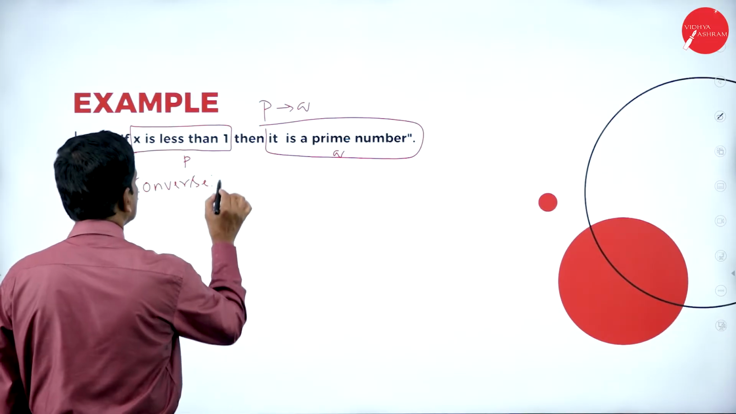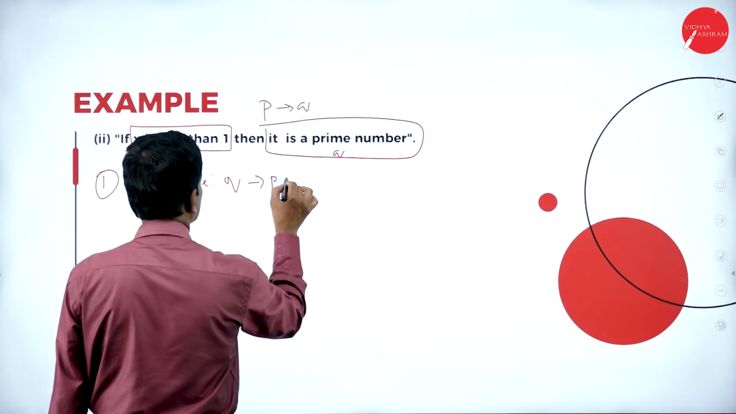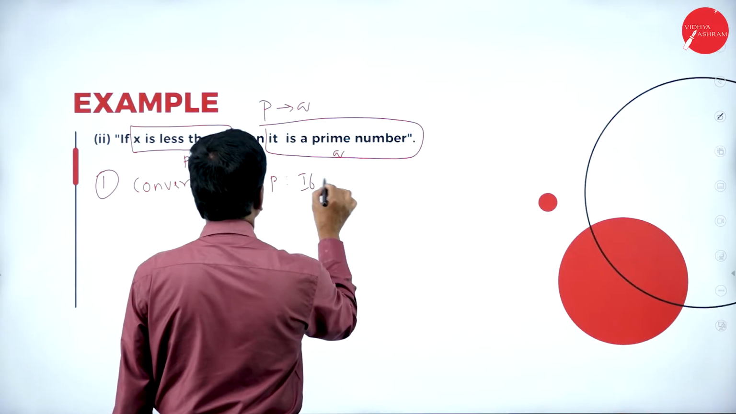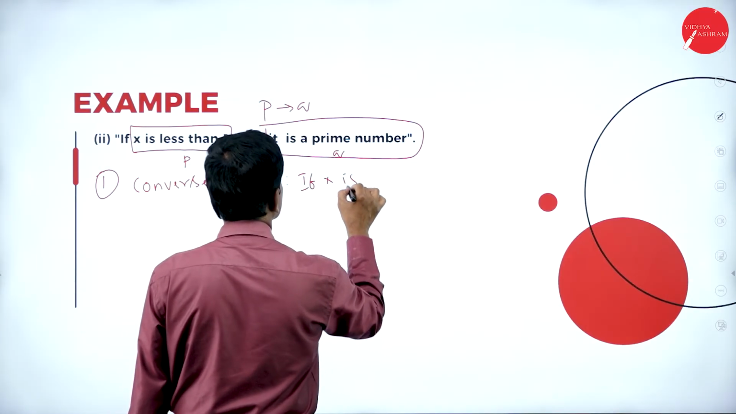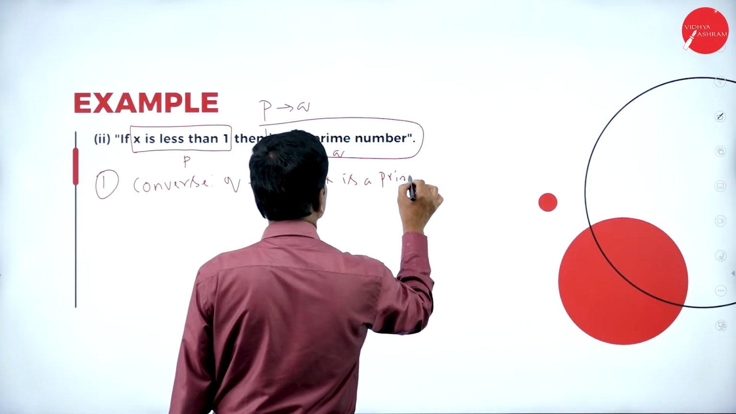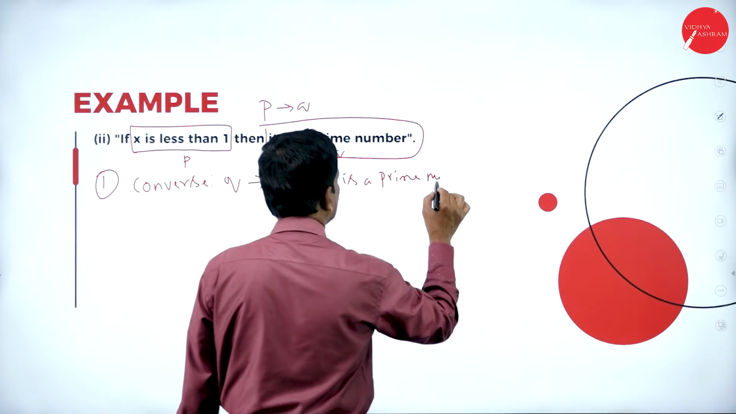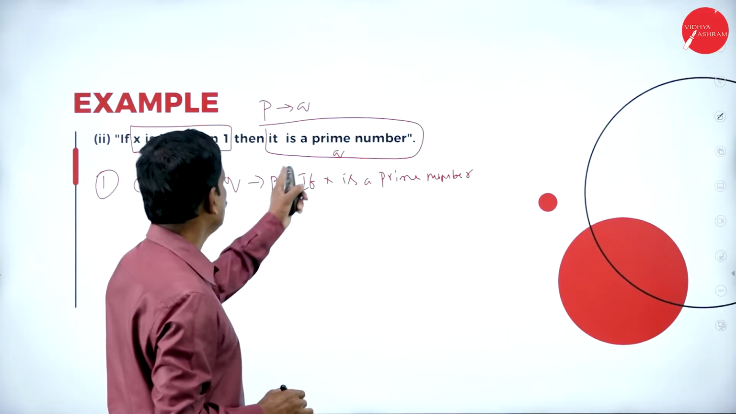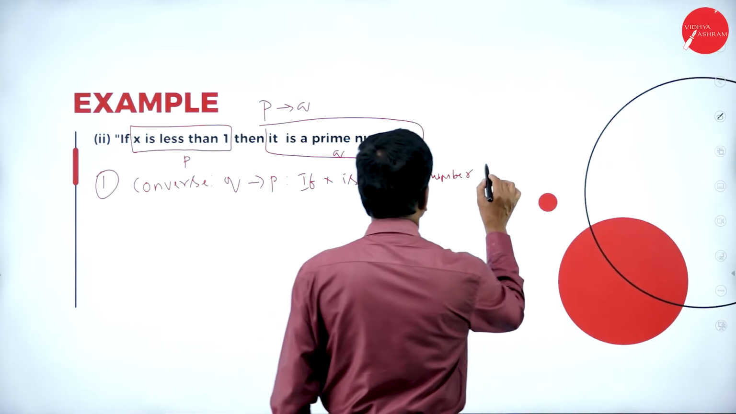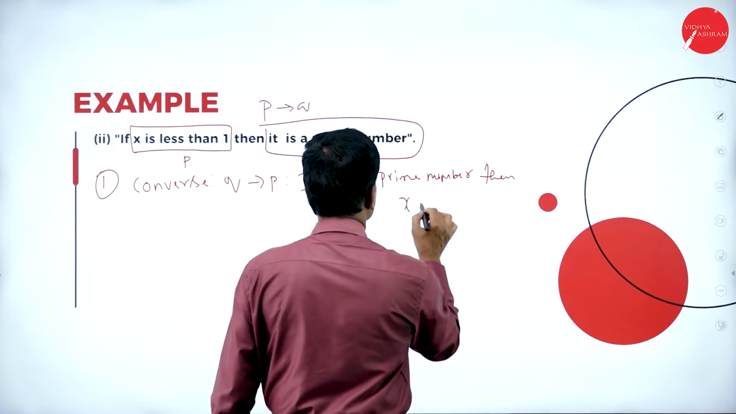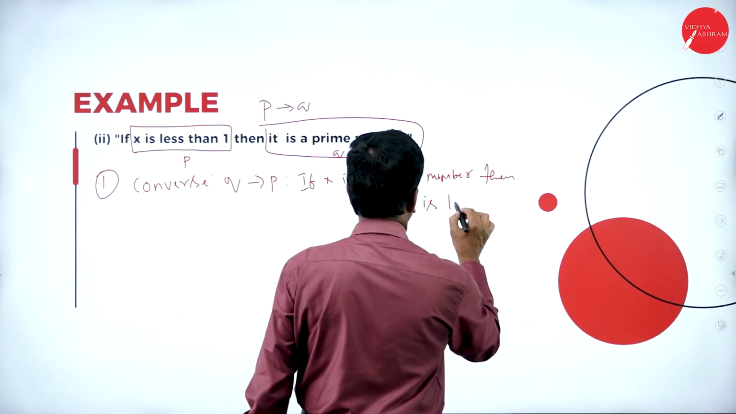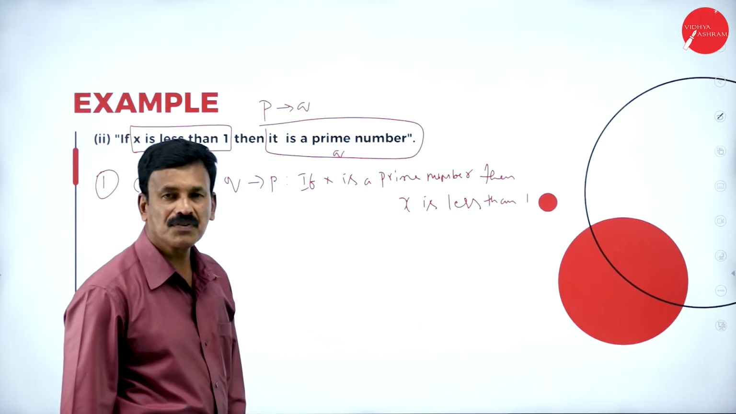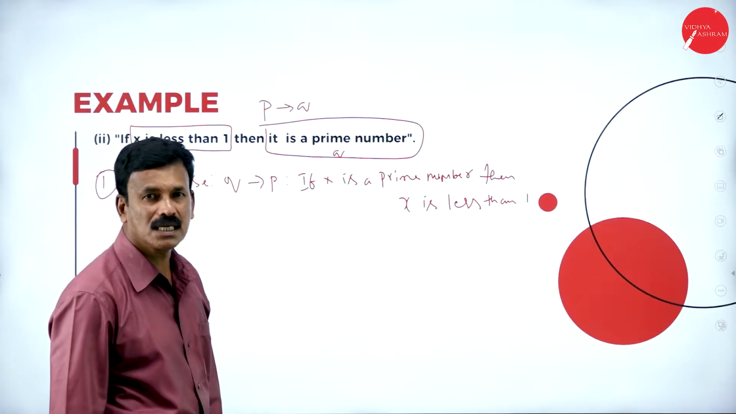What is the converse? Q conditional to P. Just write Q first. If X is a prime number, then X is less than 1. This is the converse: if X is a prime number, then X is less than 1.